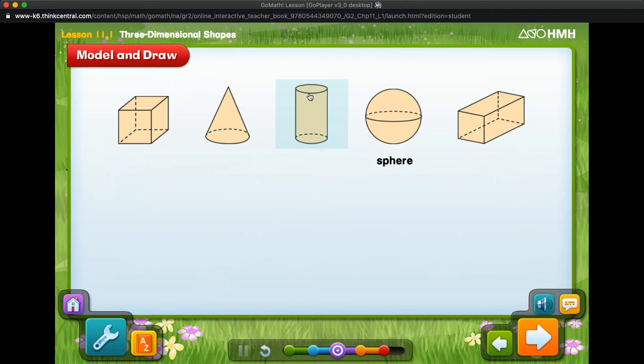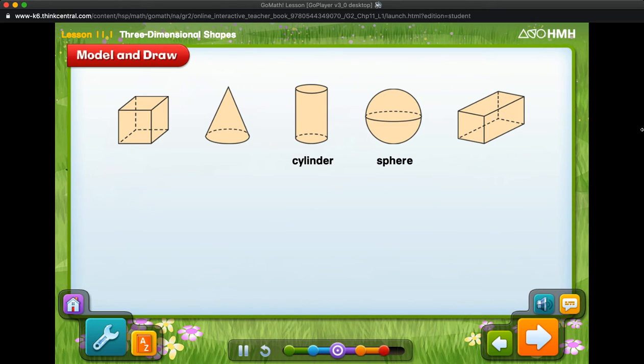And then this object over here, this one I do see two flat surfaces. And when we also look at it, we notice that the two flat surfaces that this object has, they're opposite each other. One's on the bottom and one's on the top. So this object must be the cylinder. Great job! This shape is a cylinder.